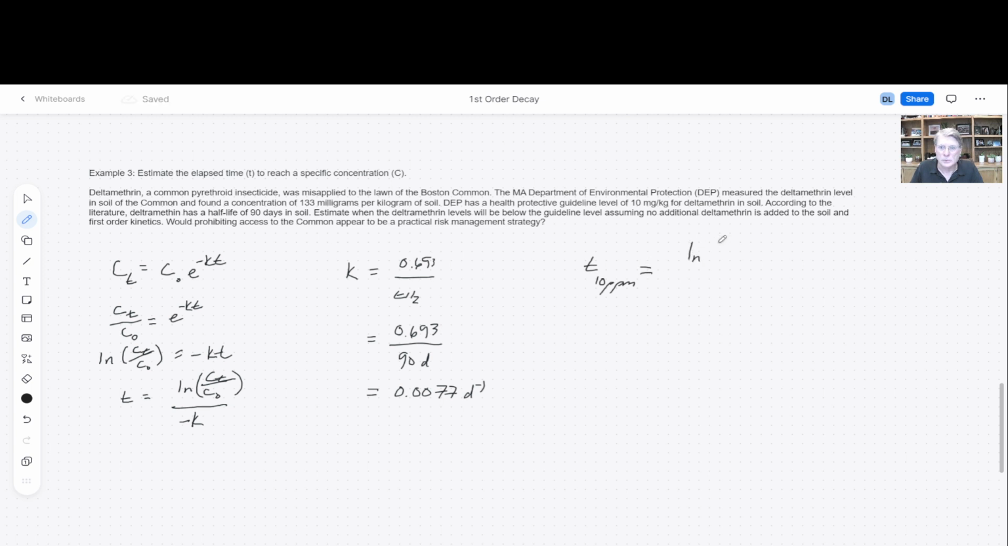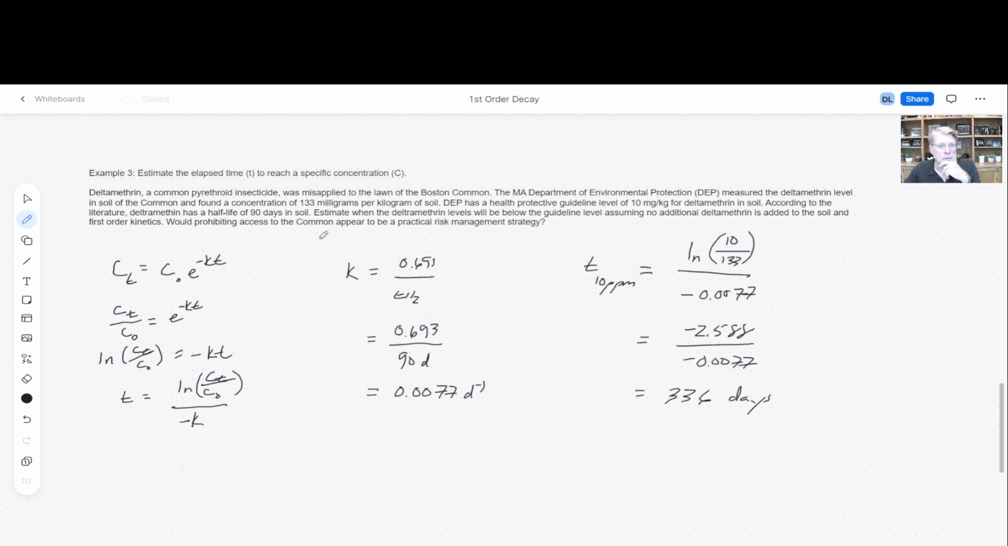So we need the natural log of Ct, which is 10, over C naught, 133, over negative k. So when I did that, I get negative 2.588 over negative 0.0077. Remember, that's per day, the 0.0077, and when I take the quotient, I get 336 days.